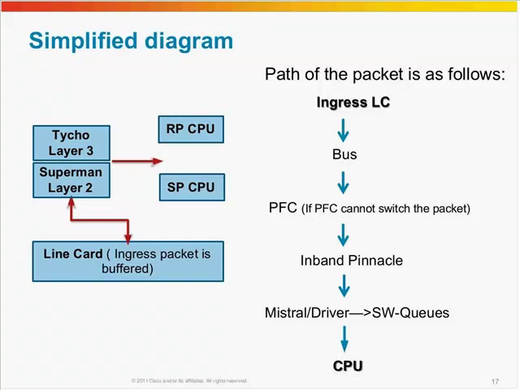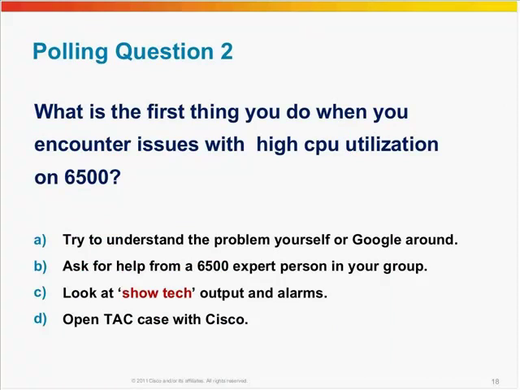Okay, so moving ahead, we have a polling question here, and I'll let Satish take over. Satish, please go ahead. Thank you. Before we get back to the presentation, I'd like to take a moment to ask the second polling question. What is the first thing you do when you encounter issues with high CPU utilization on the switch 6500? Option A, try to understand the problem yourself or search using Google. Option B, ask for help from a 6500 series switch expert from your group. Option C, look at the show tech output and alarms. Option D, just simply go ahead and open a TAC case with Cisco. Please post your option, whichever you think you'll be doing when you encounter this. Thank you. Over to Souvik.